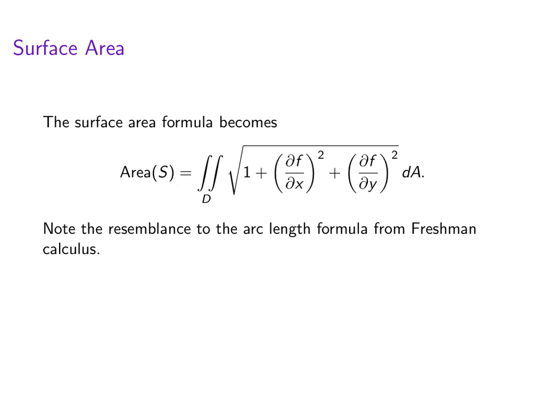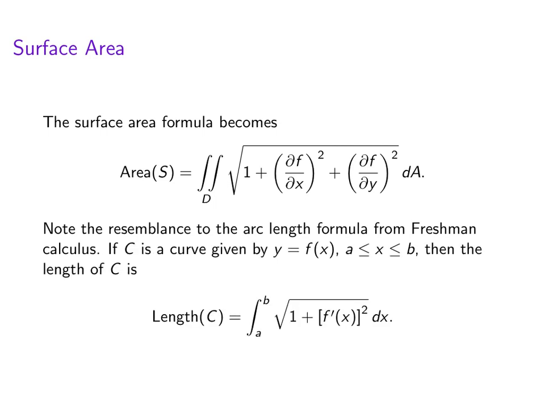And I think it is worth pointing out that this formula is analogous to the arc length formula that we learned in freshman calculus. That formula looks like this. The length of a curve is equal to the integral from a to b of the square root of 1 plus f prime of x squared dx. You should note the similarities. What's the main difference? Well, there's a double integral instead of a single integral, and there's two different derivatives.